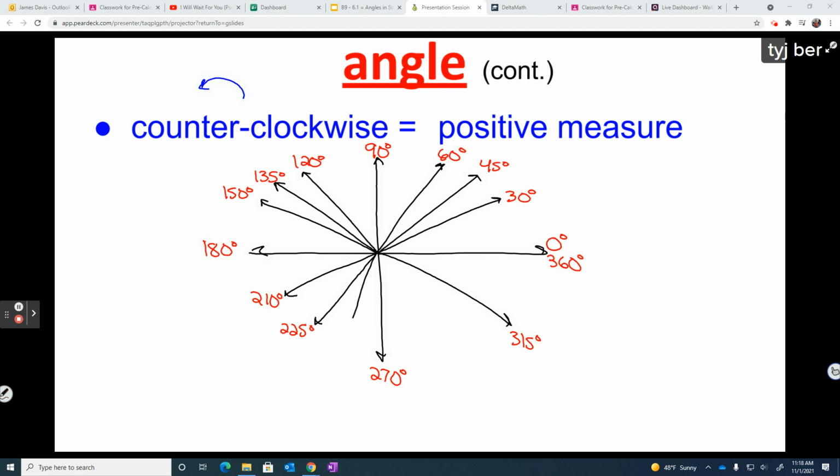Add 30 again. 240. Add 30 again, you get 270. Add 30 again. 300 degrees. And last, add 30 again. 330 degrees. And then add 30 again, you get 360.